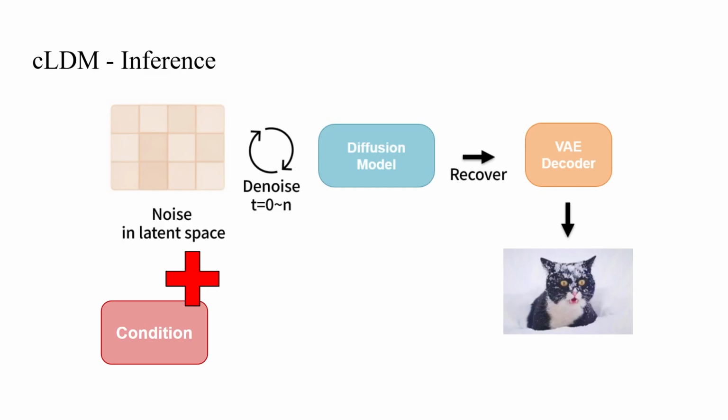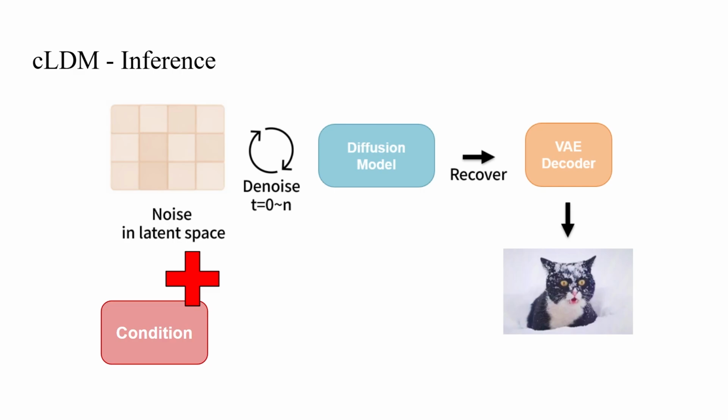And during inference in cLDM, we do not need the original image anymore. We start from random noise in latent space and provide a condition. For example, if the condition is a cat, then the model should generate an image that looks like a cat. If the condition is smiling, the model should generate a face with smiling attributes.